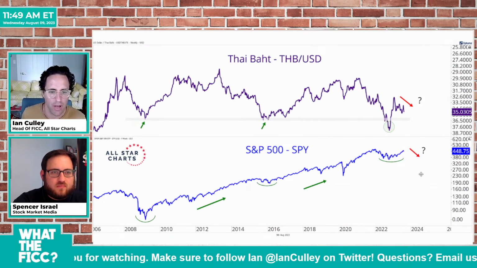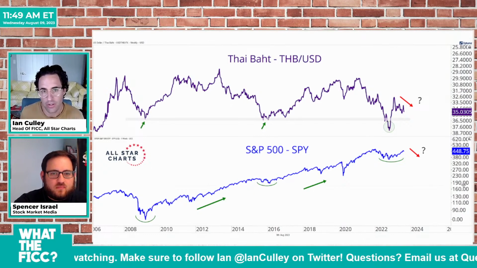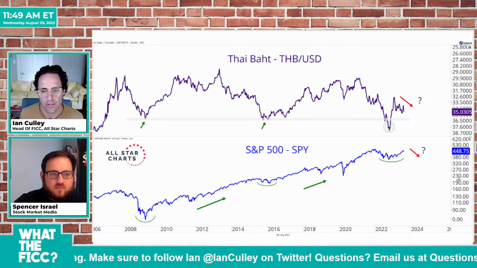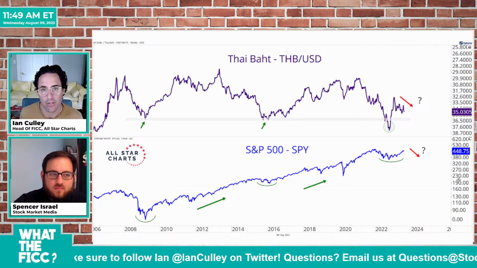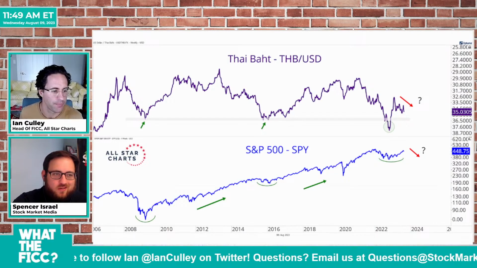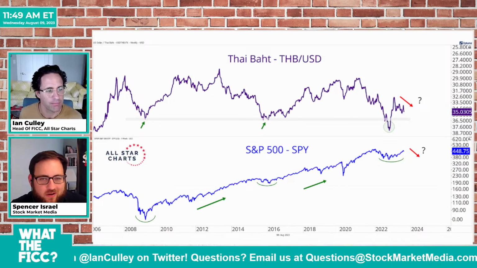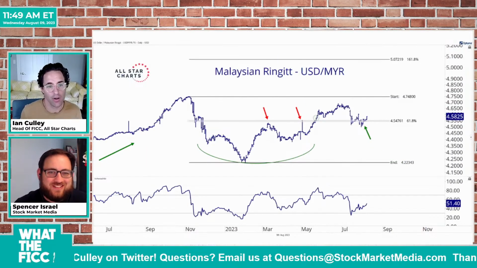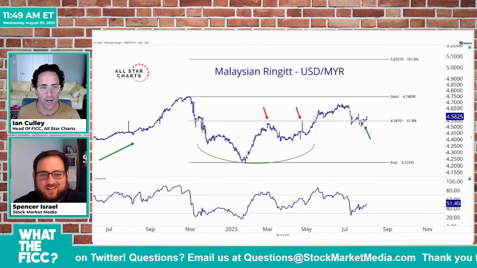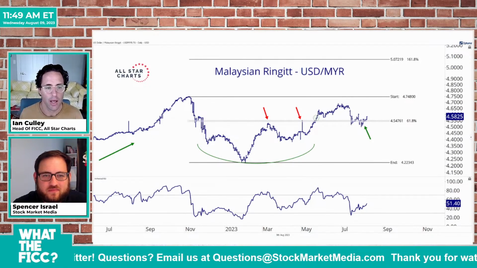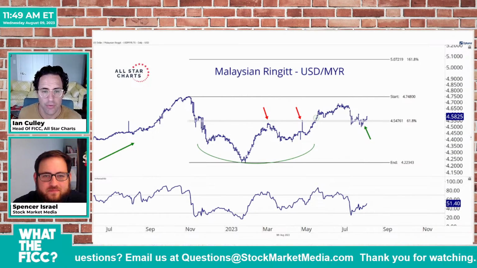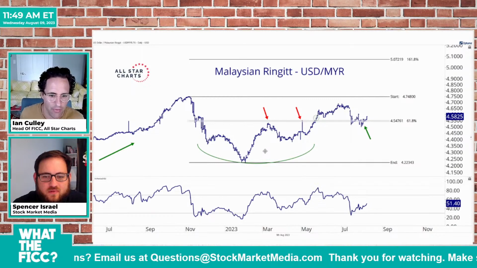But to see some corrective action in the S&P, which we're starting to see, isn't surprising. It fits what we're seeing in the currency market. These are some exotic currency pairs, man. Yeah. Again, I don't trade the Malaysian ringgit, but I mean, it's information. The dollar is still hanging tough.